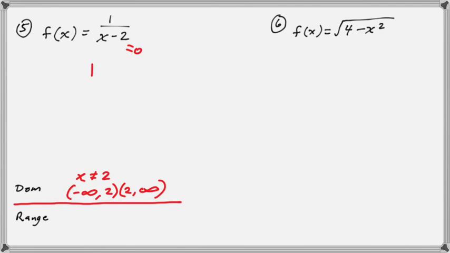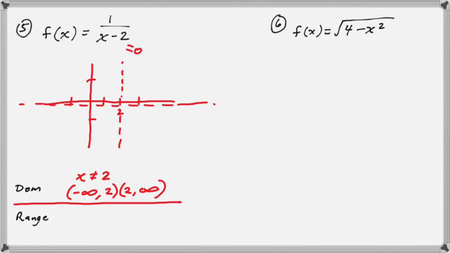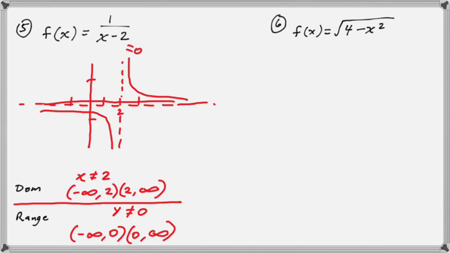The range, you might have to know what it looks like. There is a vertical asymptote at 2. Because the power on the bottom is bigger, you have a horizontal asymptote at 0. And it's going to look like this. What's the only y value it cannot equal? 0. So how would you write that in interval notation? Small to large, don't include 0.